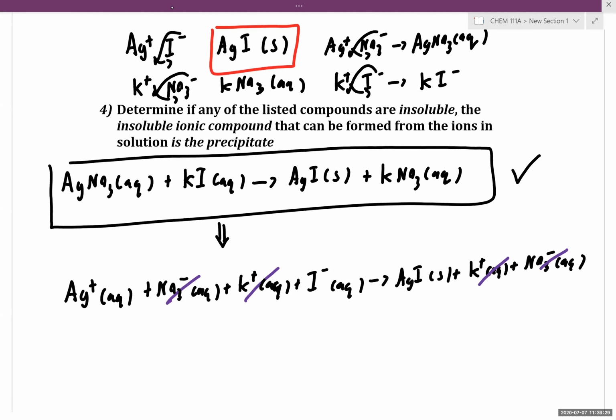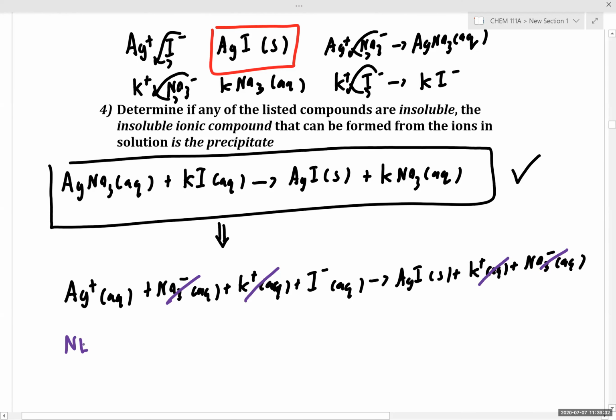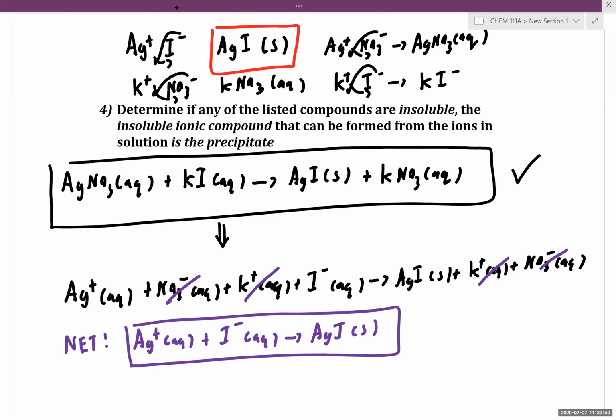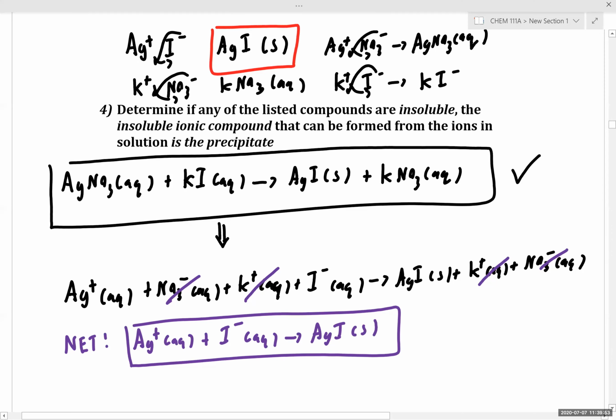That in turn gives us the following net ionic equation, which is silver plus aqueous plus I minus aqueous leads to silver iodide solid. So we predicted the products from this precipitation reaction, and we've written out a balanced total ionic, a balanced equation, and a balanced net ionic equation. Does this example make sense to everyone?